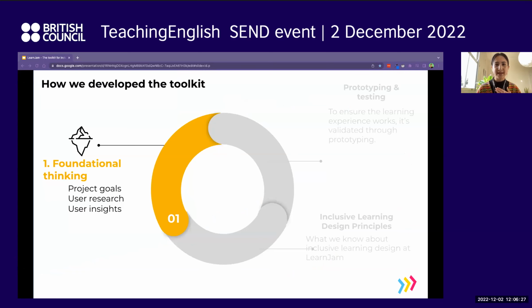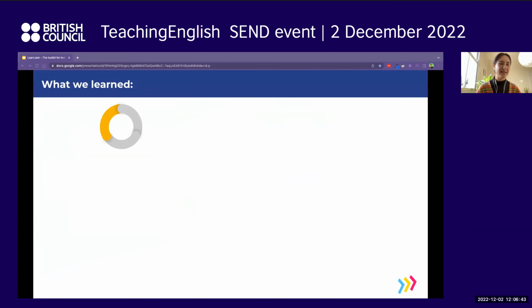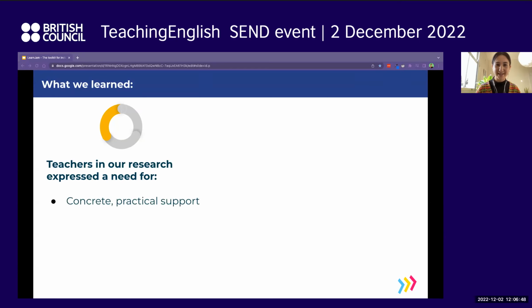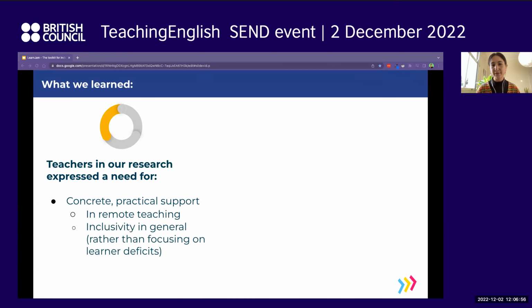So we've just looked at our users, or our teachers, to understand our foundations and try to develop something where there is actually a real need, instead of putting out a resource which already exists or is not actually what teachers would need and use. So some of the things that we've learned from the research was that the teachers expressed the need for concrete practical support in remote teaching in general, and in inclusivity in general, rather than focusing specifically on the learner deficit, in order to improve learning for all learners.